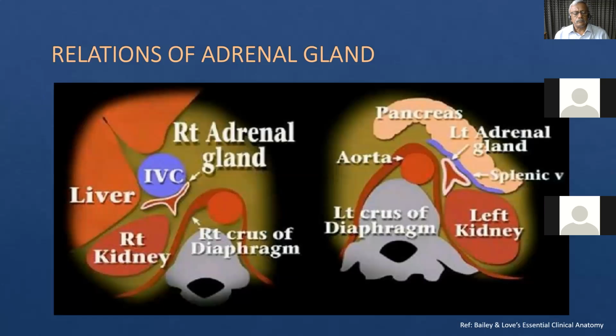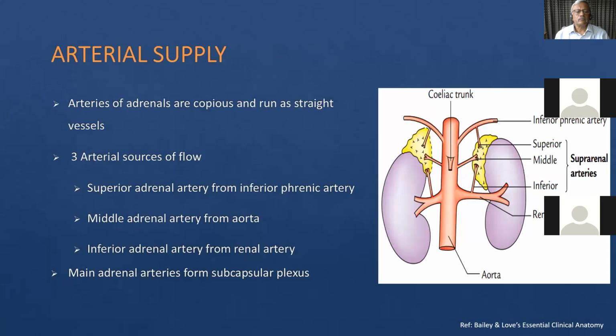So these are the relations of the adrenal gland, as I explained in the previous slide. The arterial supply of the adrenal glands is copious, and it is mainly supplied by three major vessels: the superior adrenal artery, the middle adrenal artery, and the inferior adrenal artery. The superior adrenal artery is a branch from the inferior phrenic artery, the middle adrenal artery is a branch from the aorta, whereas the inferior adrenal artery is a branch from the renal artery. The main adrenal arteries branch to form a subcapsular plexus.